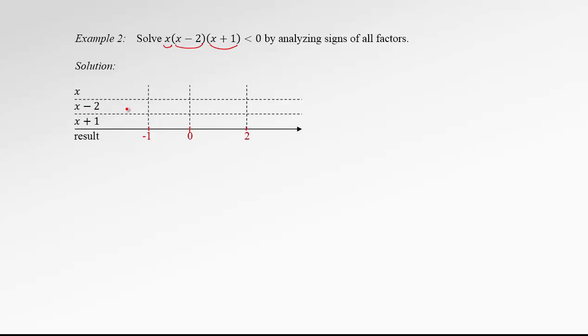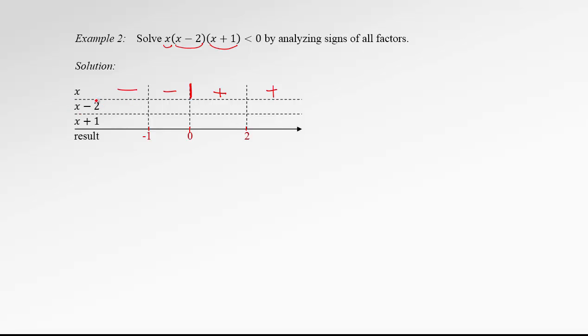We are only interested in signs that a particular factor assumes in each section of the domain. So we know that x changes its sign at 0. If x's are larger than 0, then this factor is positive. We record a plus here. So above 0, the x is positive, and below 0, the x is negative, right?